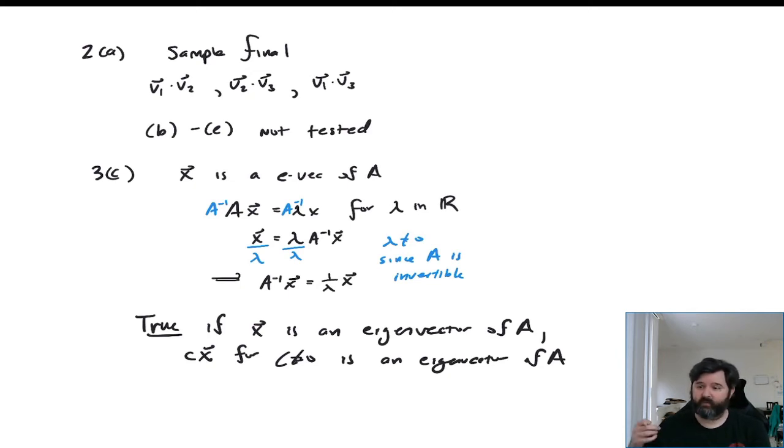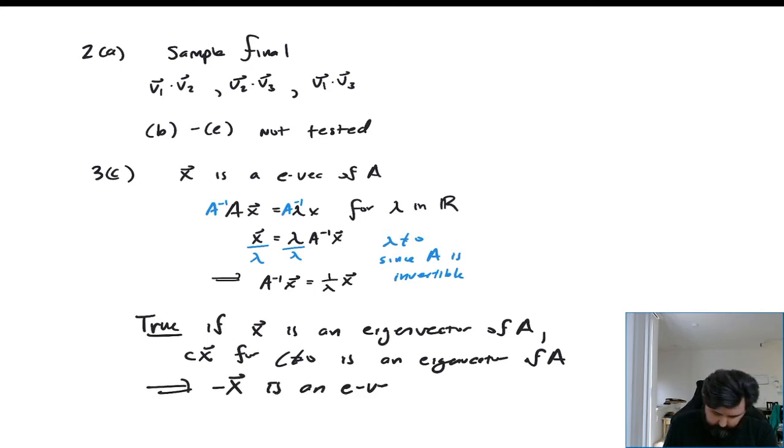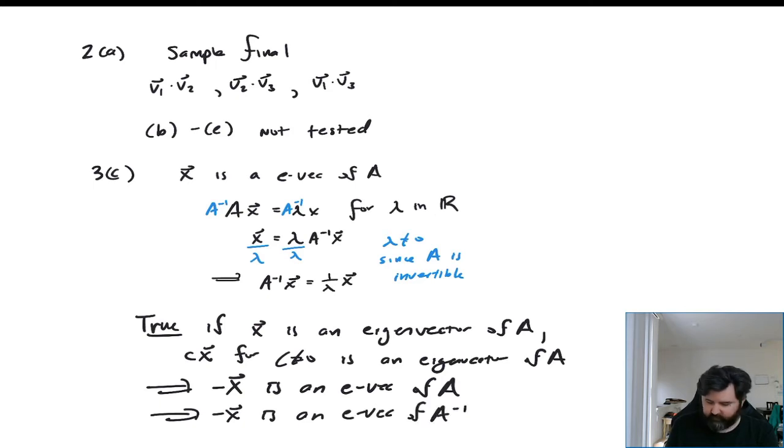Since if you have an eigenvector of A, it's also an eigenvector of A inverse, this means that negative x is an eigenvector of A, and that means that negative x is an eigenvector of A inverse. So the negative sign isn't really special in terms of being an eigenvector of A inverse. It's just that any eigenvector of A is an eigenvector of A inverse, and any scalar multiple of an eigenvector is also an eigenvector, except for 0. Hopefully that answers your question.